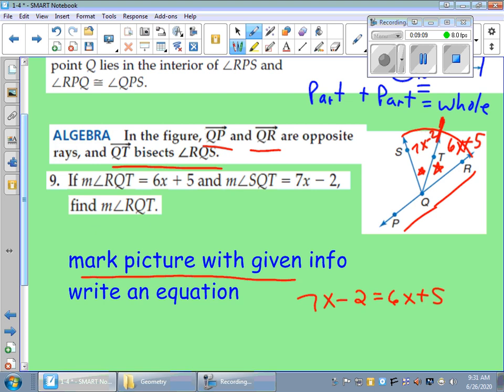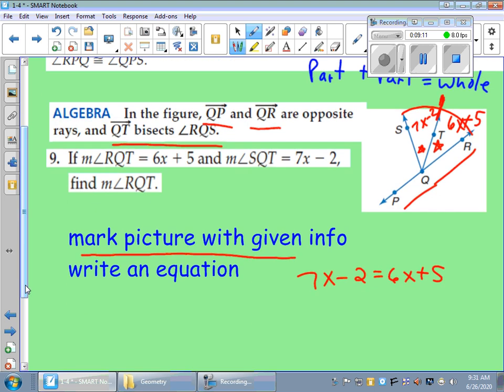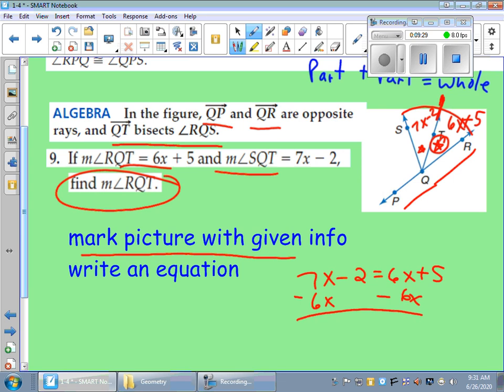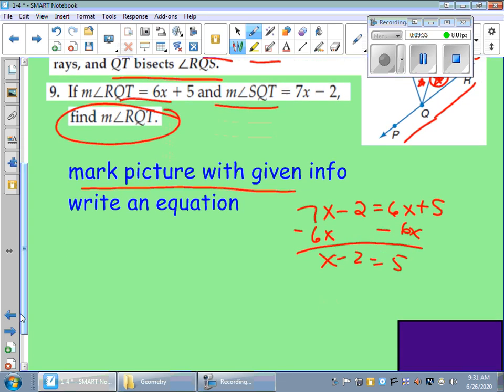So now we do algebra to solve, but again, notice what they're asking you for. They give you these two things here, and then it says find the measure of angle RQT. So they want you to find the measure of this. In order to find that, we have to solve for x. So subtract 6x. x minus 2 is 5. Let's get x by itself, add the 2. So we find that x is 7.